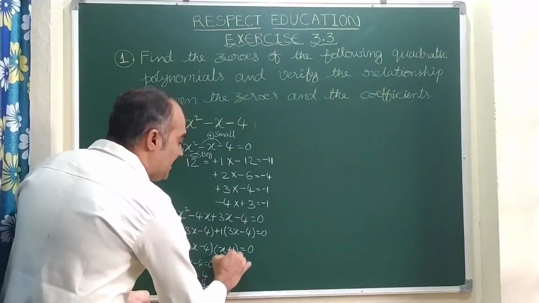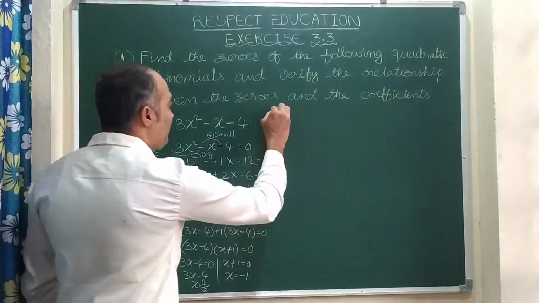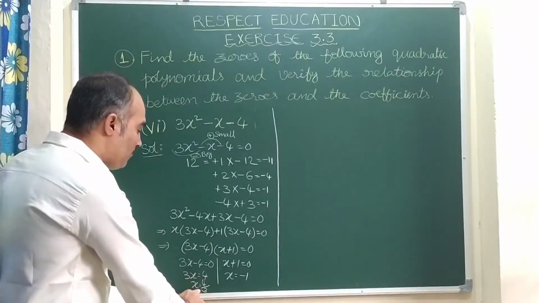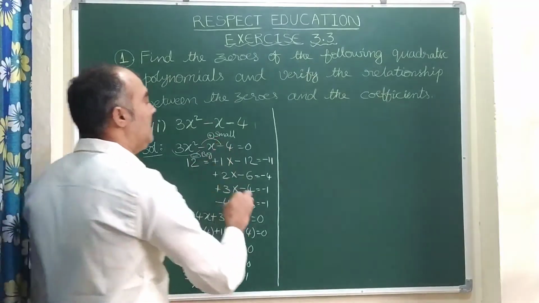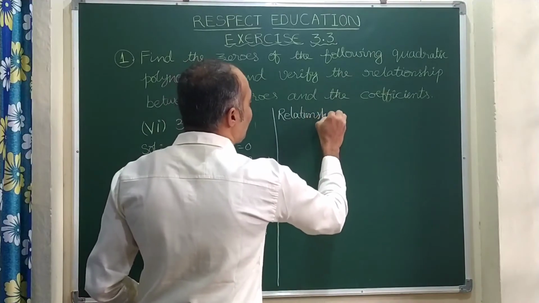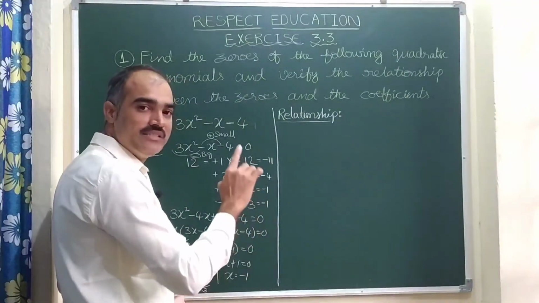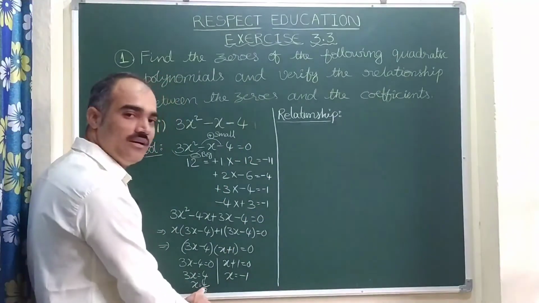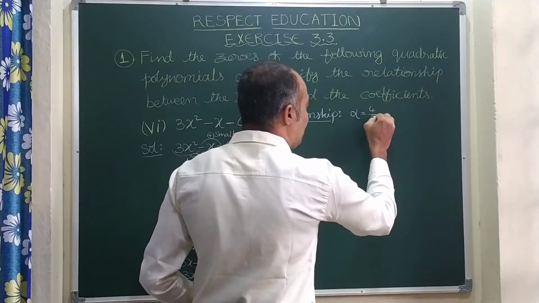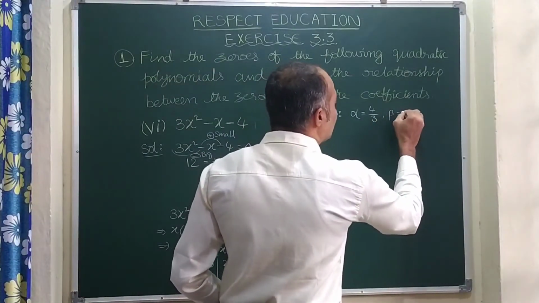Let us come to this side, x plus 1 equal to 0. So x equal to 0 minus 1, so it is minus 1. So here we found the zeros of the given polynomial. They are 4 by 3 and minus 1. Now we write the relationship between zeros and coefficients. The zeros are already ready, 4 by 3 and minus 1. I am writing the first value as alpha, that is 4 by 3, and beta is minus 1.